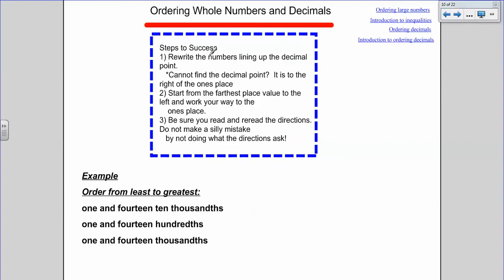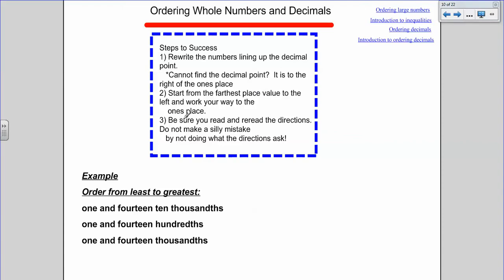First, we always need to rewrite the numbers lining up the decimal point. If you can't find the decimal point, it's always to the right of the ones place. Second, we start from the furthest place value to the left and work our way to the ones place. So we're going to compare each place value.